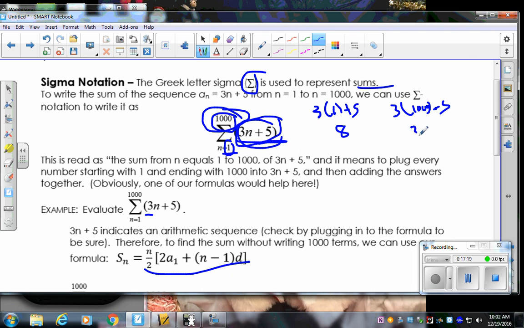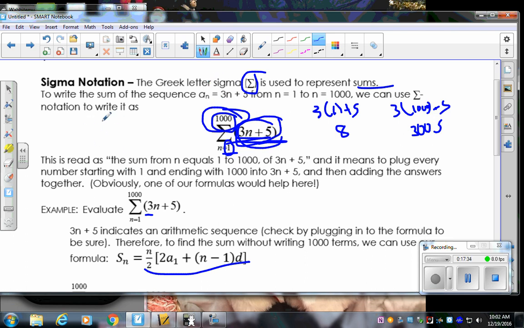And I get 3,005. So then I'm going to evaluate using that first sum formula. Now I know this is arithmetic because that's my arithmetic pattern. So when it's asking me to evaluate, I'm finding the sum of an arithmetic pattern. This is just another way to show it. So I need to use that sum formula.